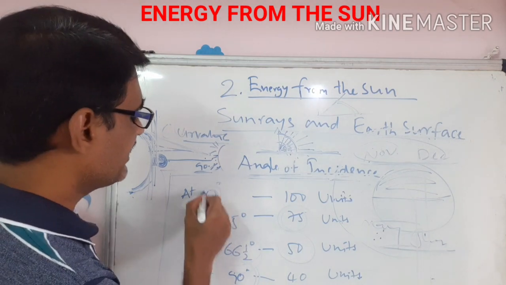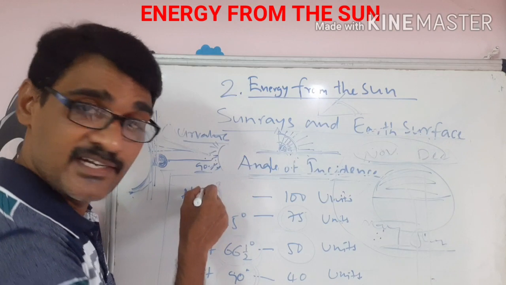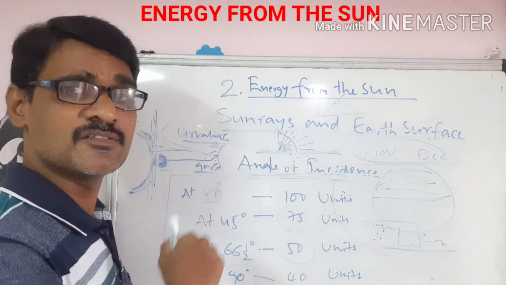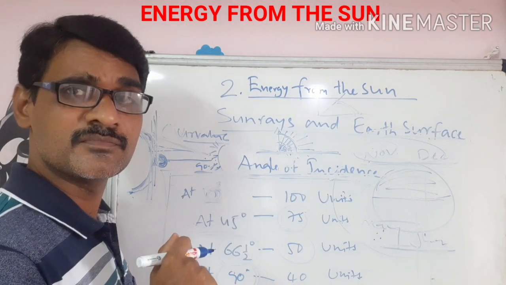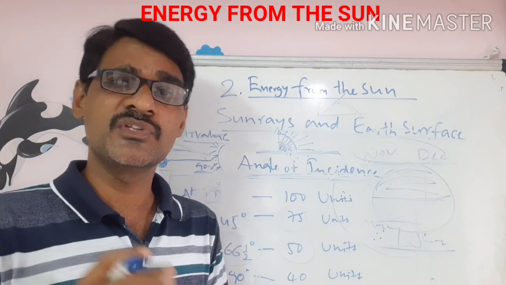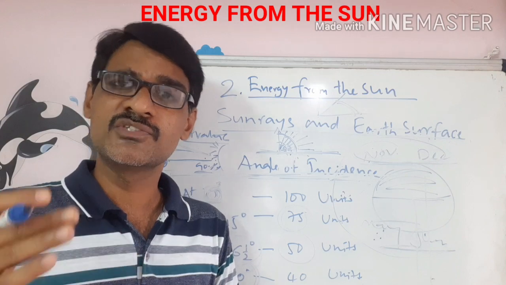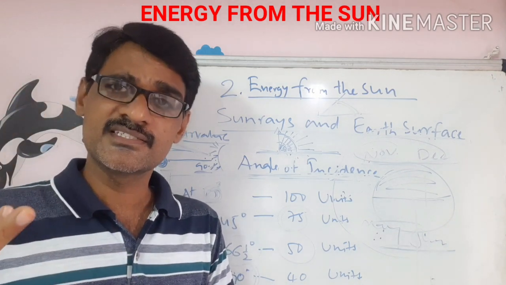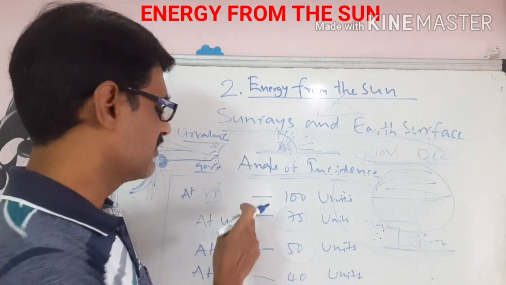So here at the equator, 0 degree latitude, the sun rays are falling directly, at 90 degrees. So the intensity is more, and those rays occupy less area. Due to occupying less area, it leads to high intensity. This high intensity causes the higher temperature in the equatorial zones.